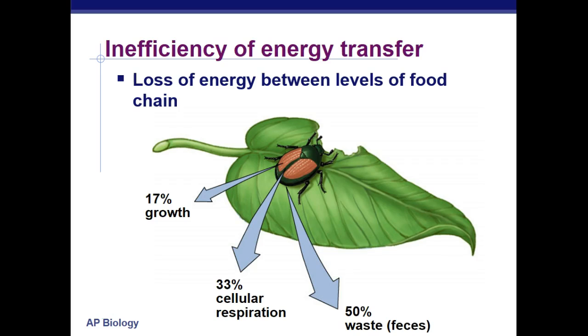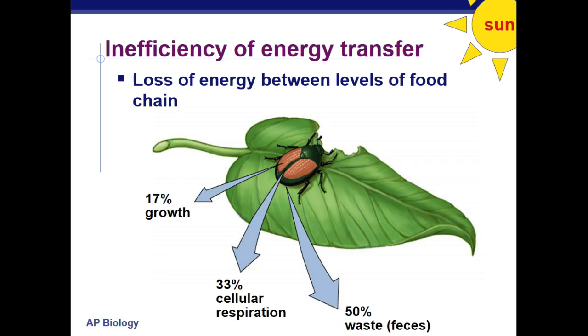But if we look at the rest there, about 33% of the energy this beetle took in, it lost during cell respiration. It lost as heat. That's unavoidable. Another 50% was lost as waste through its feces. There's not completely efficient digestion and absorption of energy. If there were, these organisms could grow much faster and probably much bigger, but about half the energy they took in just kind of left almost immediately as a waste product.